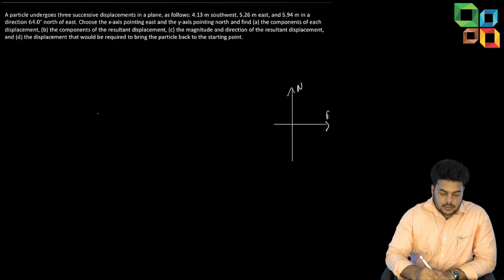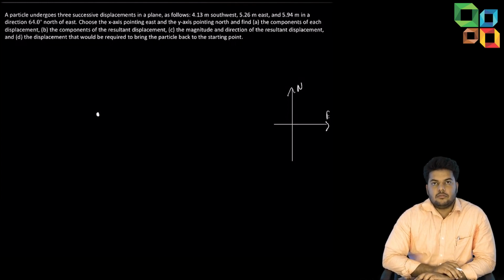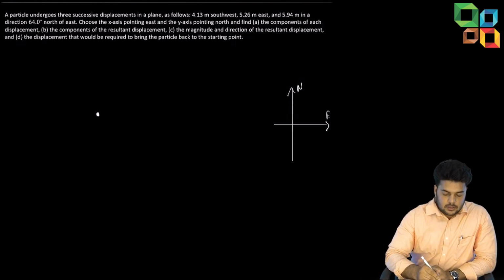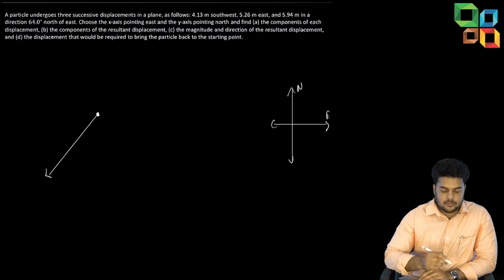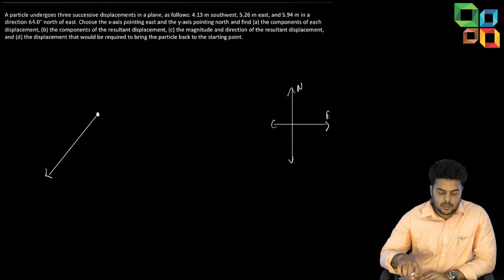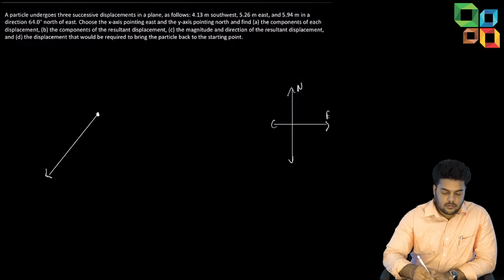So let's identify the starting position. So 4.13 meters southwest. Southwest, I've told you, is exactly between south and west, isn't it? So here's the south, here's the west. So go exactly between the south and west. Go 4.13 meters. Then 5.26 meters to the east.